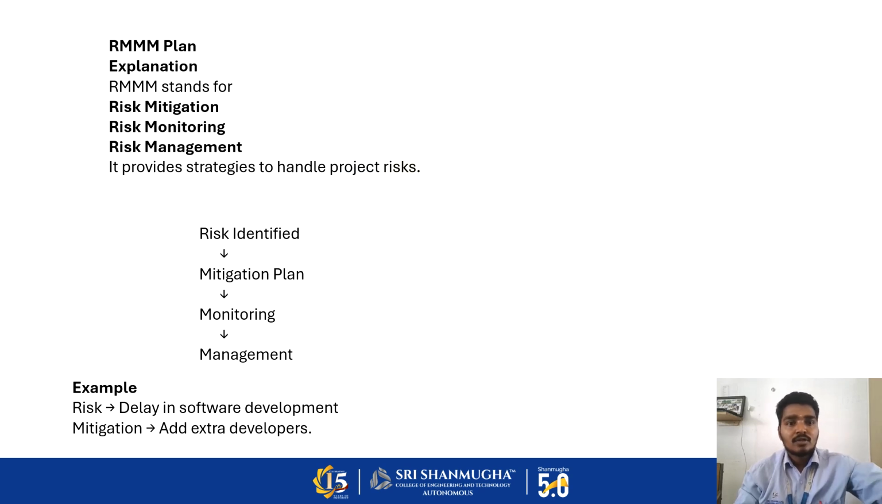Next we see the RMMM plan. What is RMMM? It stands for risk mitigation, risk monitoring, and risk management. It provides the status to handle the project risk. So: risk identified, mitigation plan, monitoring, and management. For example, the risk is a delay in software development. The mitigation is to add extra developers. This gives an additional plan for the risk management process.